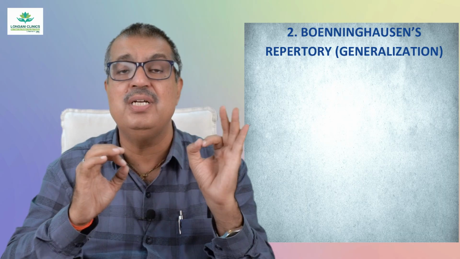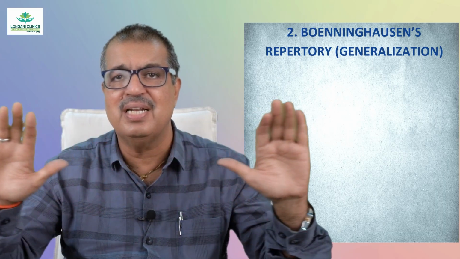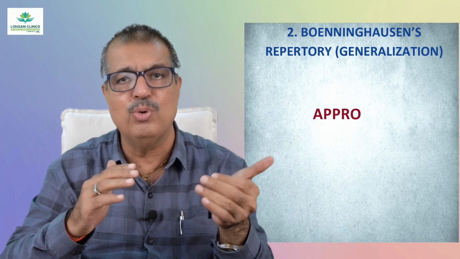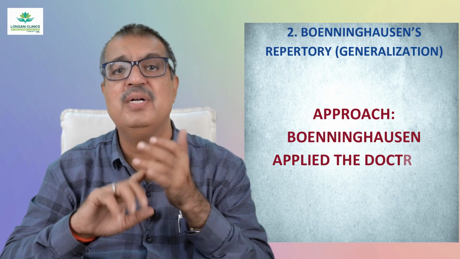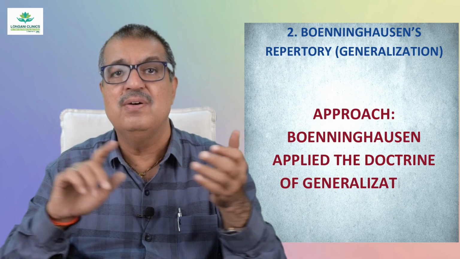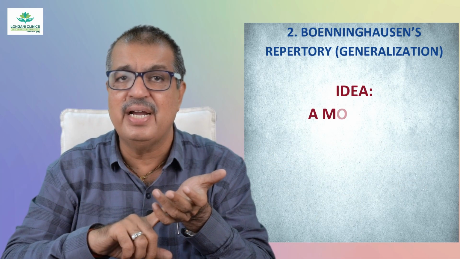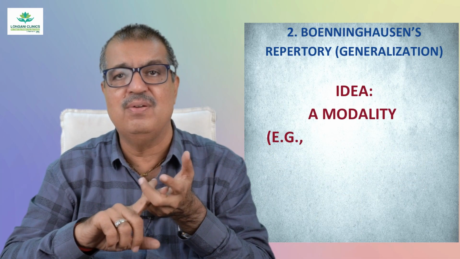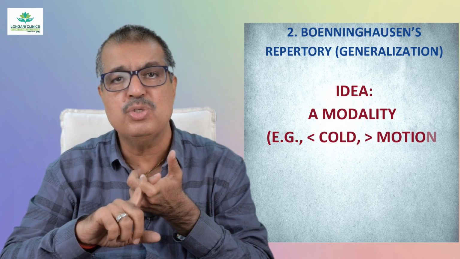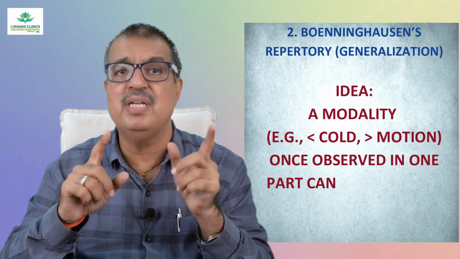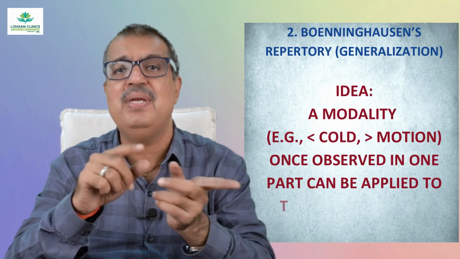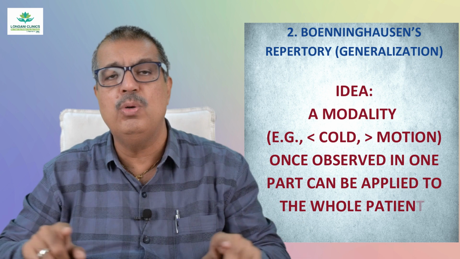Now we'll see the second one. Second one is Boenninghausen's repertory. Here you will find generalization. The approach is that Boenninghausen applied the doctrine of generalization. Here, what is the idea? A modality, for example, worse cold and better by motion, once observed in one part can be applied to the whole patient.